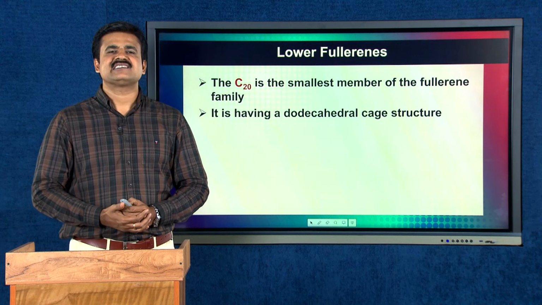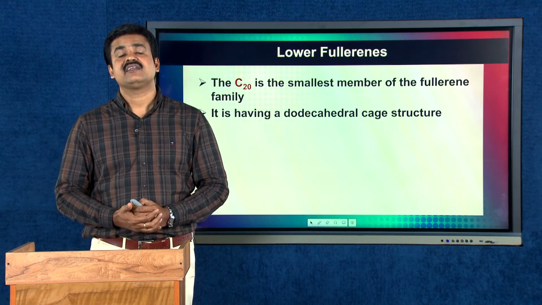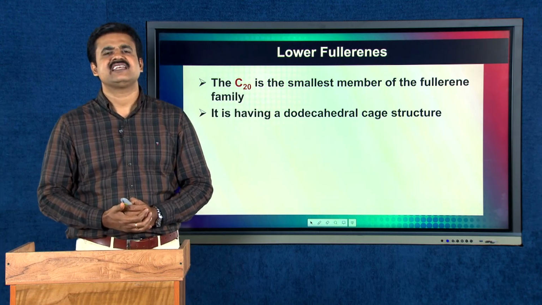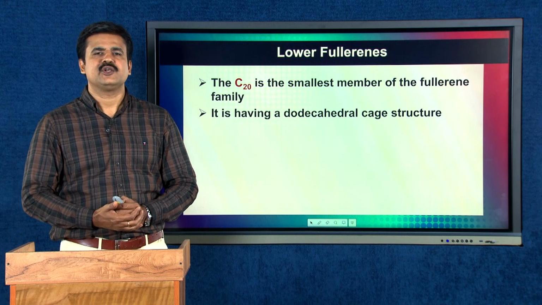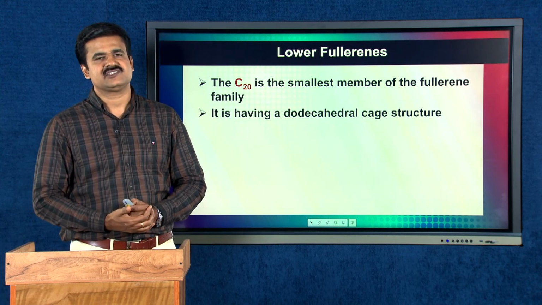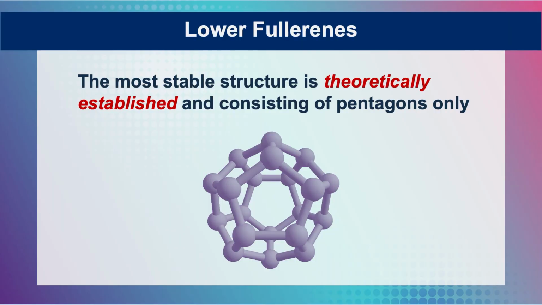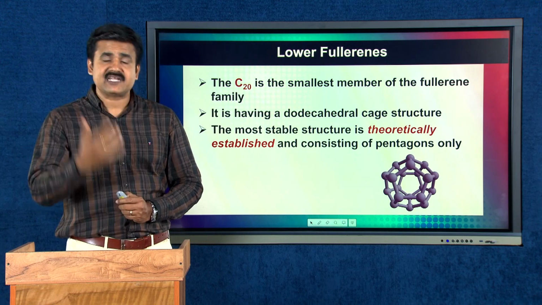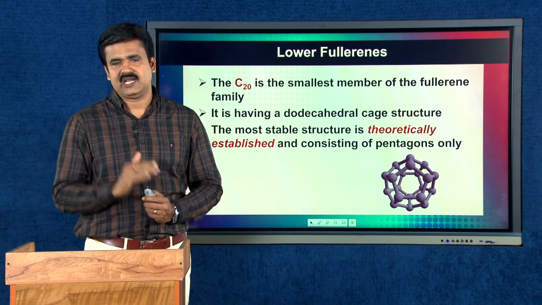This C20 has a dodecahedral cage structure. Its structure is a cage, and that cage is known as a dodecahedron. The most stable structure is theoretically established, and that consists of pentagons only. This is another characteristic feature of the lower fullerene C20. C20 has a dodecahedral cage structure which comprises pentagonal faces only.